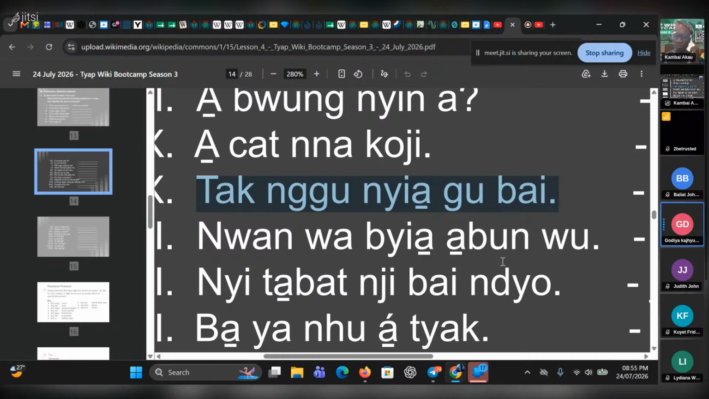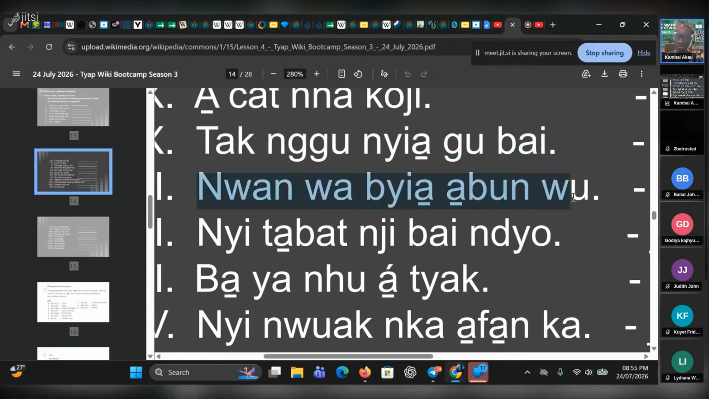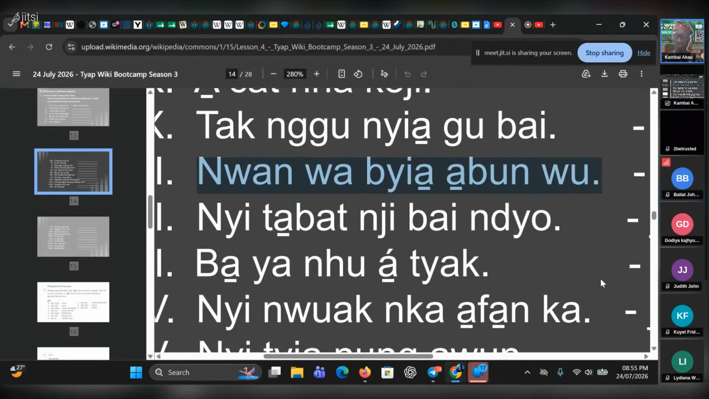Tagunya gubai. Okay, so what does that mean? Tagunya gubai. Okay, meaning: tell him or her to come. Okay, so tell him or her to come. And then what of this very one sentence? Mwana bia abunu. Okay, so what does that mean? It means you're at fault.